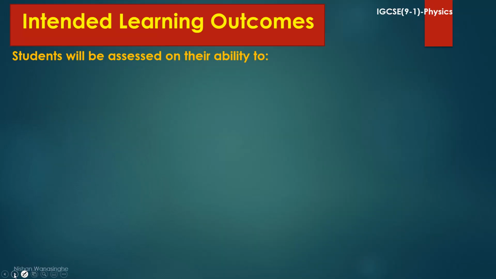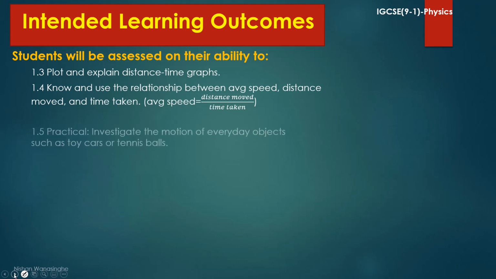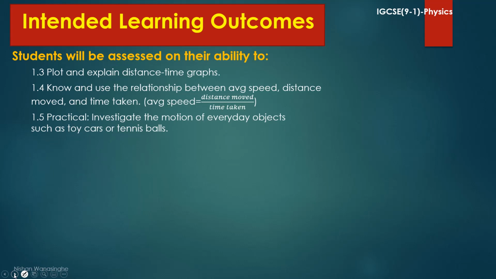Movement and position. First, we'll check what the intended learning outcomes are. Students will be assessed on their ability to plot and explain distance time graphs, and know and use the relationship between average speed, distance moved and time taken. The equation is: average speed equals distance over time taken. Practical: investigate the motion of everyday objects such as toy cars or tennis balls.